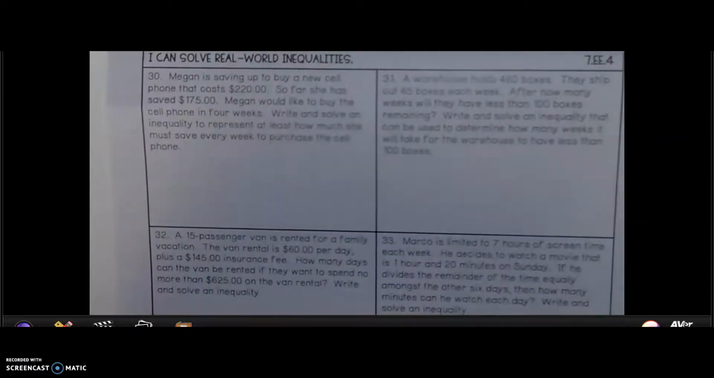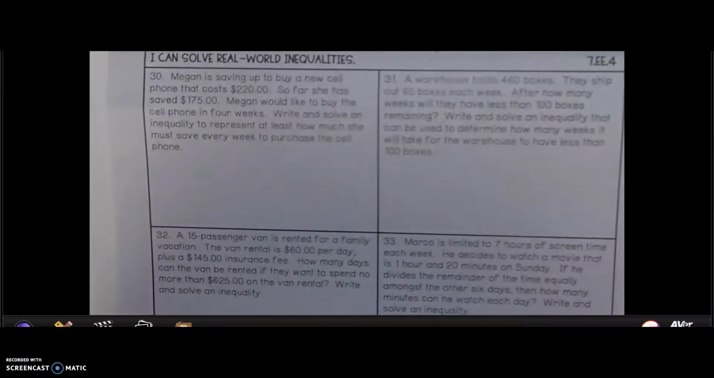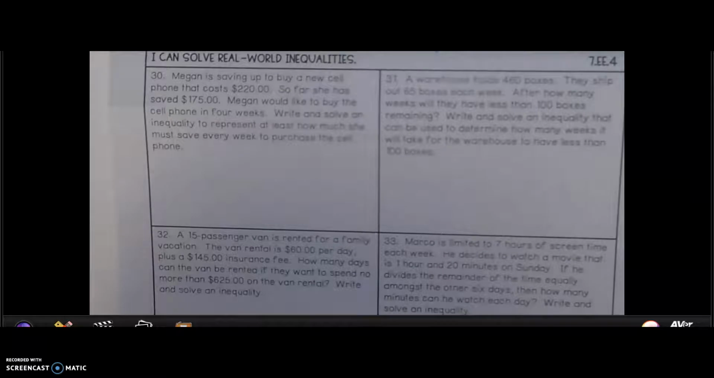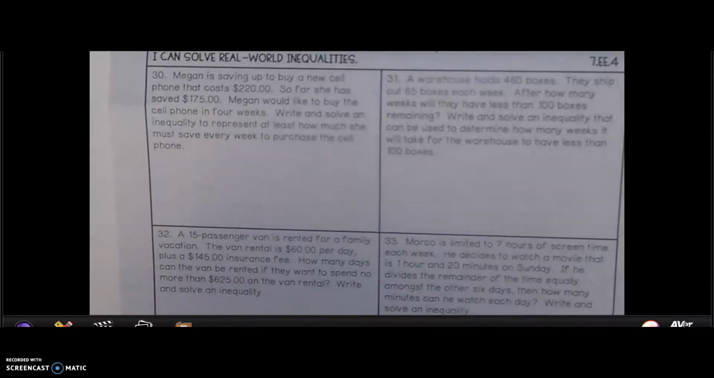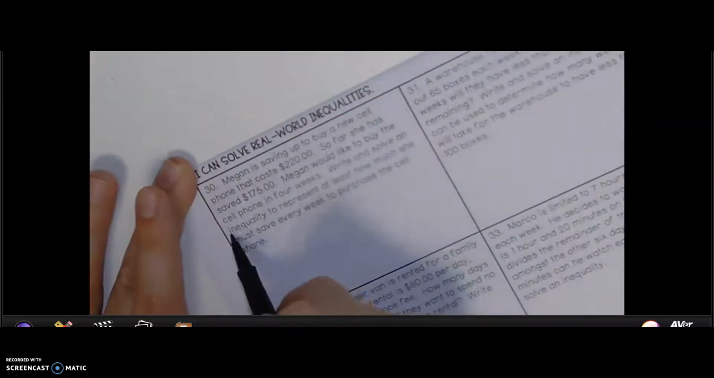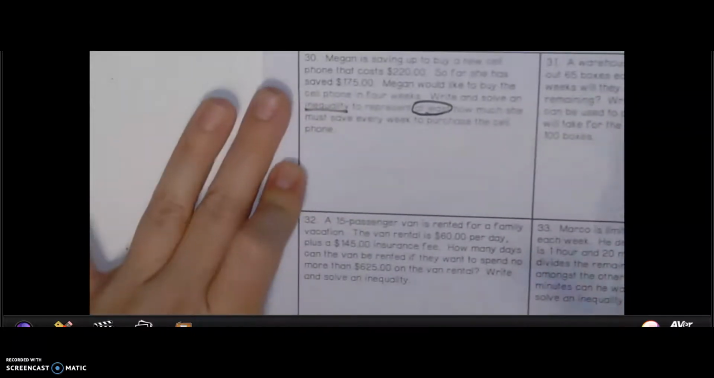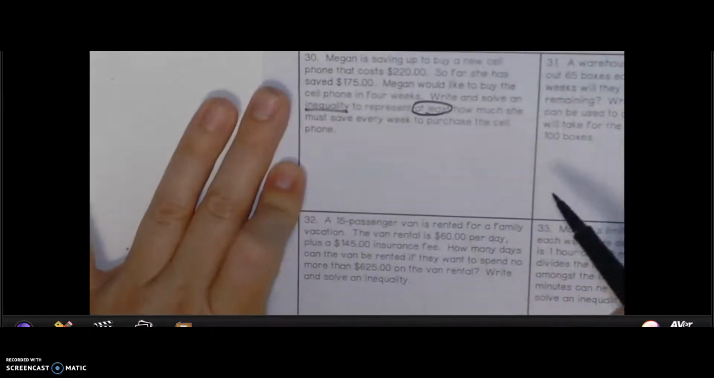Megan is saving up to buy a new cell phone that costs $220. So far, she has saved $175. She would like to buy the cell phone in 4 weeks. Write and solve an inequality to represent at least how much she must save every week in order to purchase the cell phone. Okay, so we're going to write an inequality to represent at least how much she must save every week in order to purchase the cell phone.